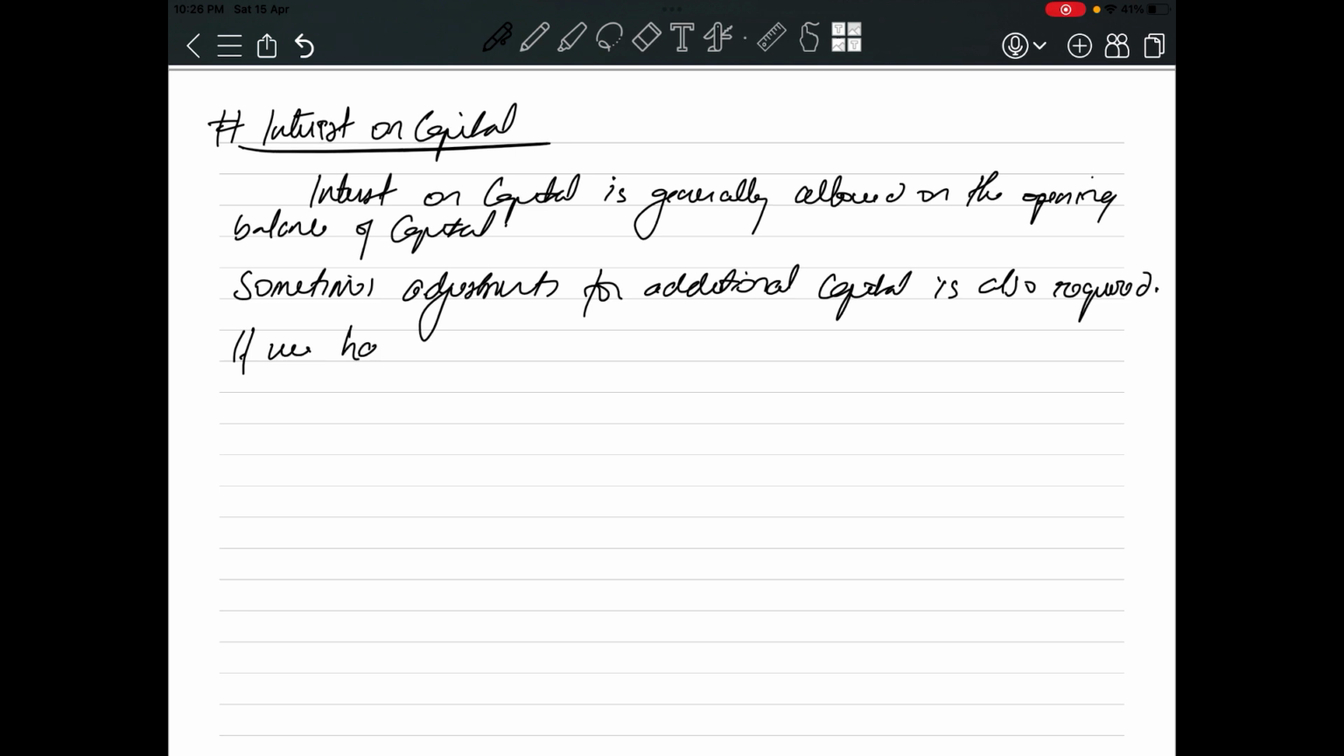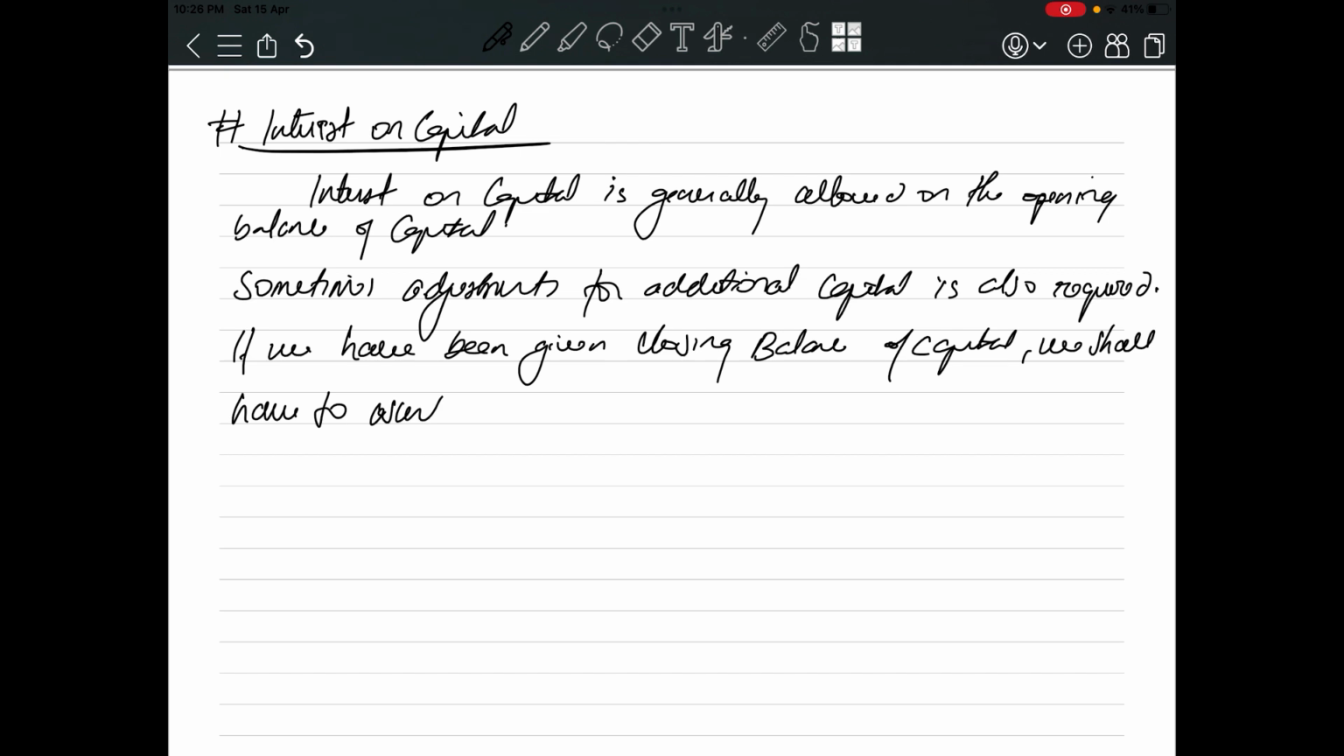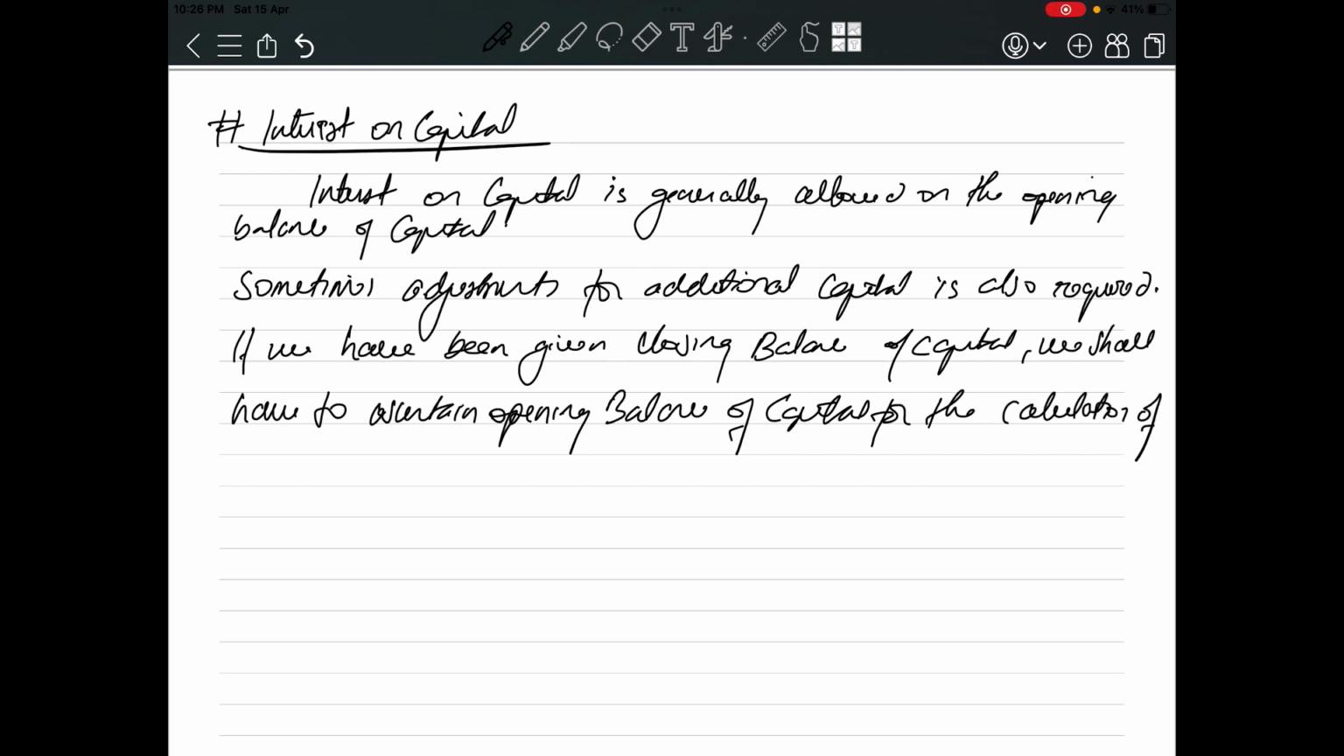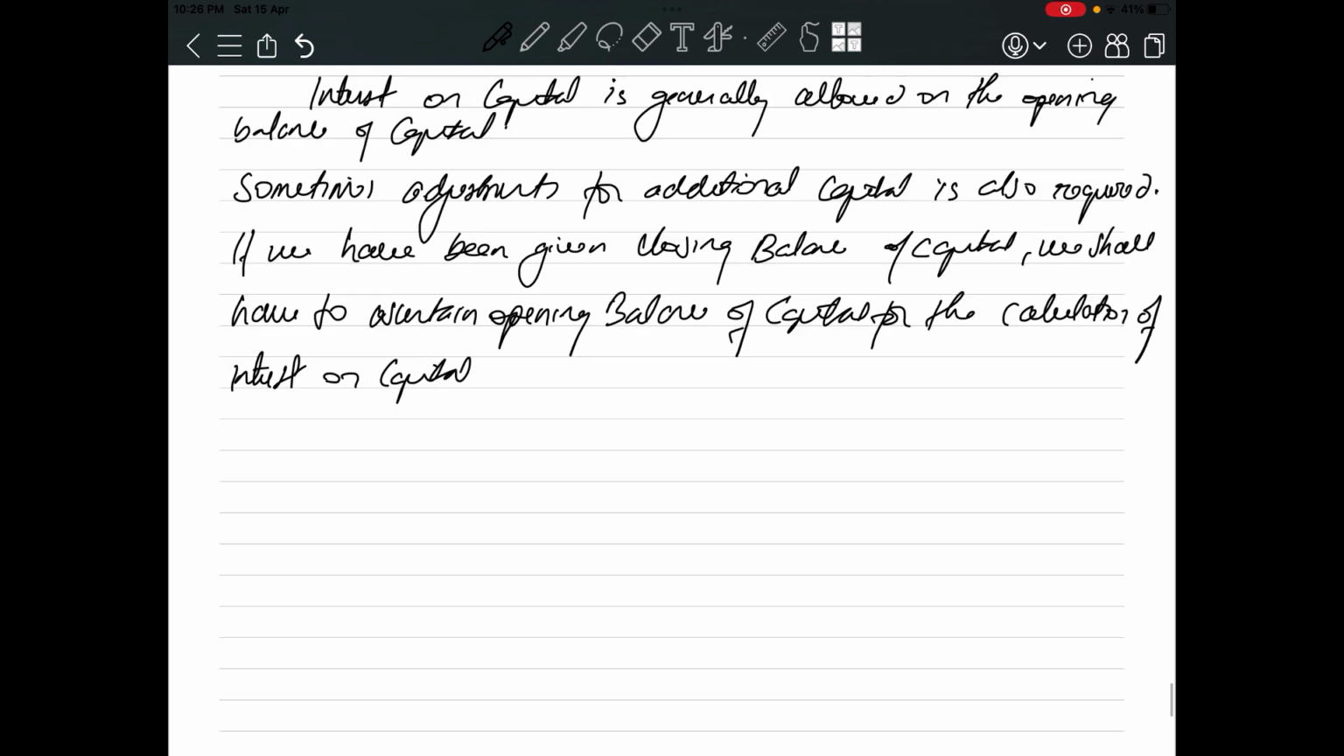If we have been given the closing balance of capital, we shall have to ascertain the opening balance of capital for the calculation of interest on capital. Now see, it is simple.